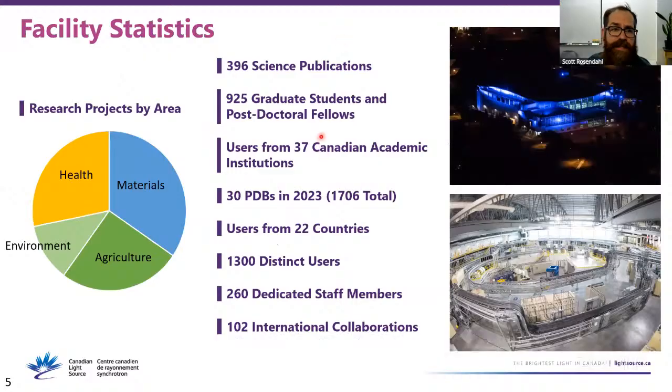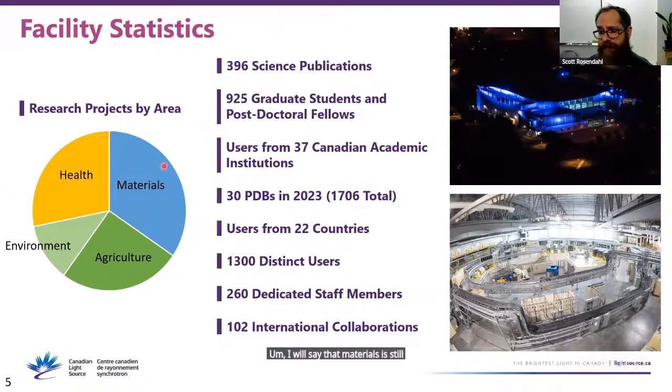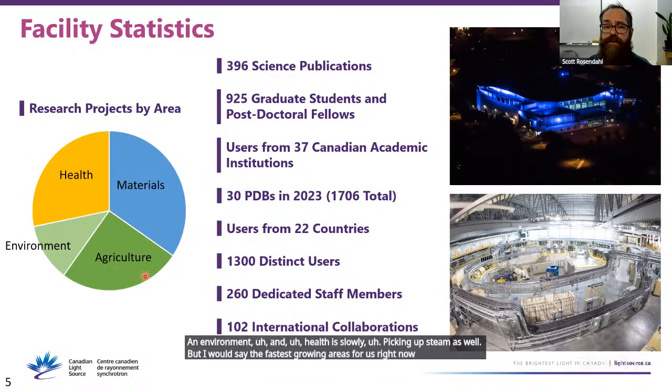Some statistics about our facility, as you can see, based on the four areas, we are split pretty evenly amongst them all. I will say that materials is still the driving factor in terms of our synchrotron community, but we are seeing increasing growth in agriculture and environment, and health is slowly picking up steam as well. But I would say the fastest growing areas for us right now are in agriculture and environment.